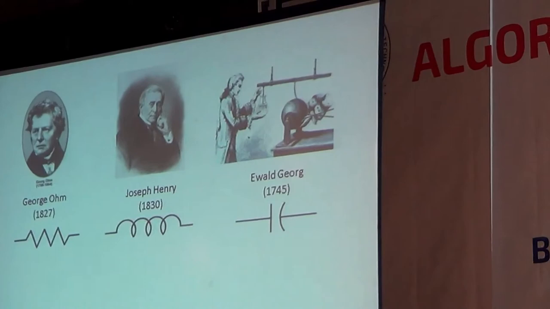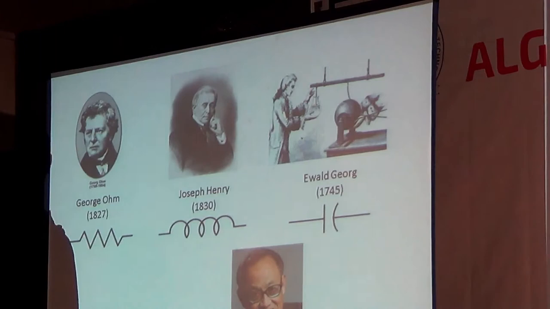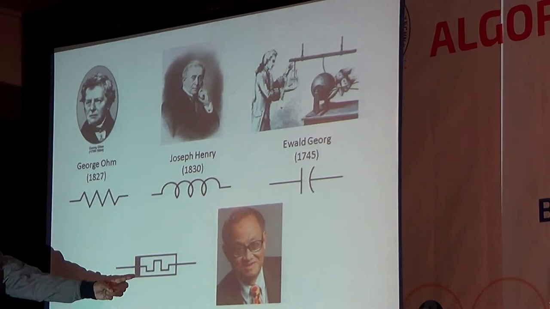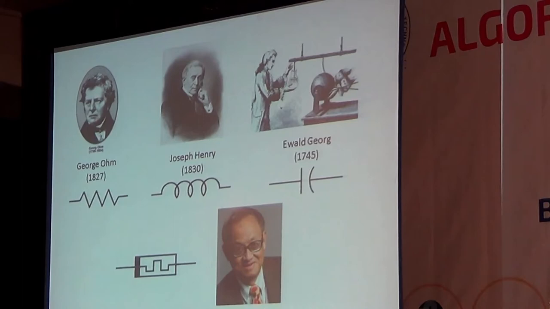Now, very recently in 1971, Leon Chua of MIT, he postulated the existence of a fourth fundamental circuit component, passive circuit component called the memristor. This is the symbolic representation of a memristor. So let us first try to understand what is this memristor.